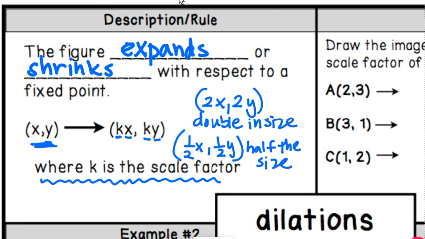It's very similar to the translation in the sense that with the translation you had like x plus 3. So you took the x and you added 3. Now we're taking the x value and multiplying by 2 or 3 or whatever the value is. All right, let's look at an example.